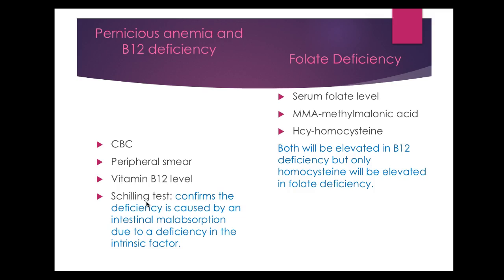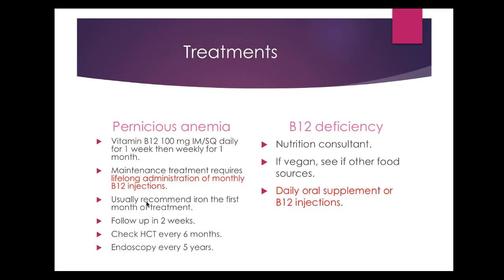Both will be elevated in B12 deficiency, but only the homocysteine will be elevated in folate deficiency. You don't need to know that. That's just stuff beyond a workup of that. I really want you to focus on reading the CBCs and understanding how to differentiate it and then how we would treat it. This is the treatment for pernicious anemia.